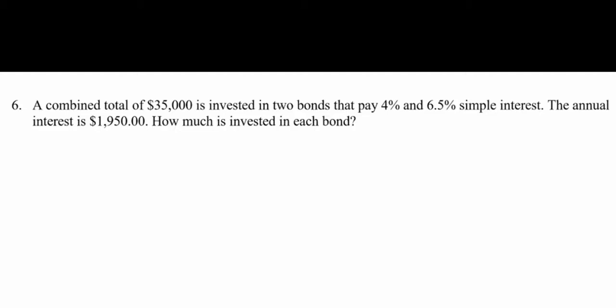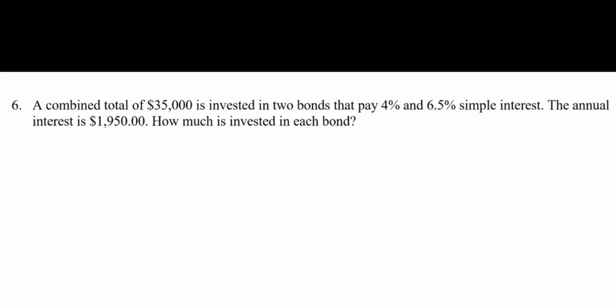Continuing our work with solving word problems using a system of equations, we're going to look at a problem that involves computing simple interest. So this one says that a combined total of $35,000 is invested in two bonds that pay 4% and 6.5% simple interest. The annual interest is $1,950. How much is invested in each bond?